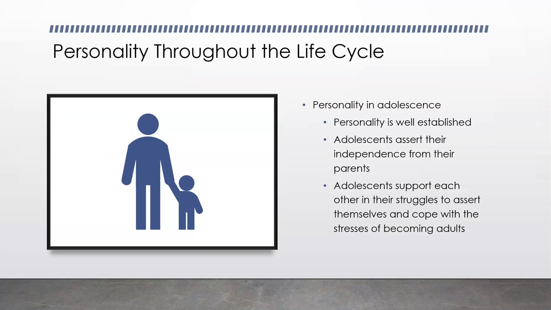Adolescents, usually by now, the personality is well established. Adolescents assert their independence from their parents. Big struggles at this time, right? They're categorized into peer groups. You have the jocks, you have the nerds, you have the tough guys. It's a whole Breakfast Club group, right? They're going to get in where they fit in, but the main goal in adolescence is usually independence.